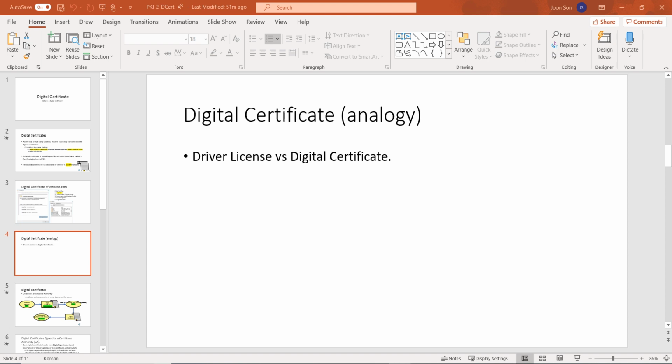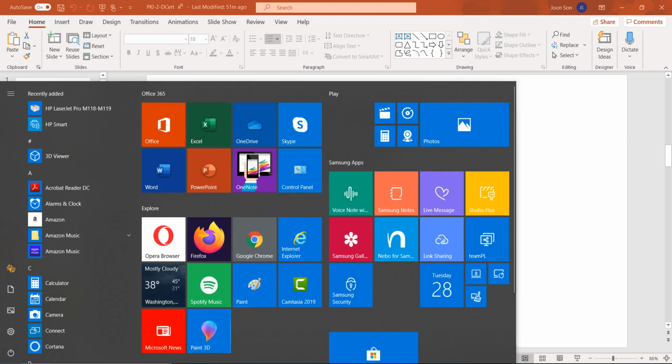Okay, the typical analogy that I use when I explain digital certificates is this driver license analogy. There is a lot of similarity between a driver license and a digital certificate. I'll use the California driver license as an example.